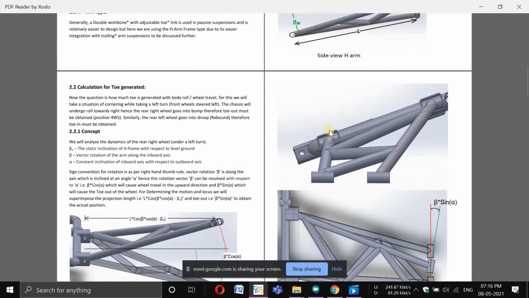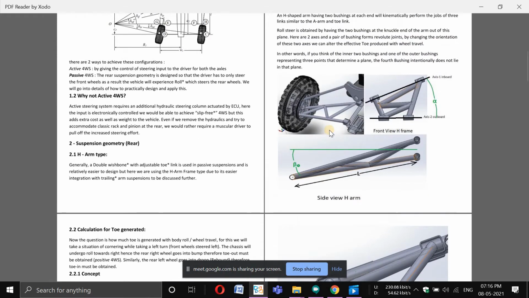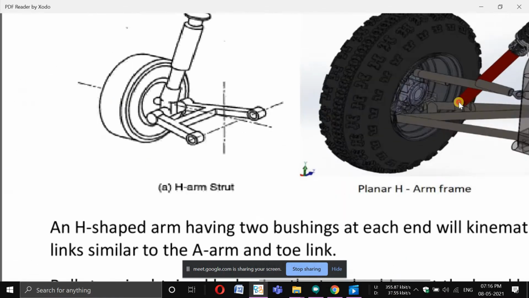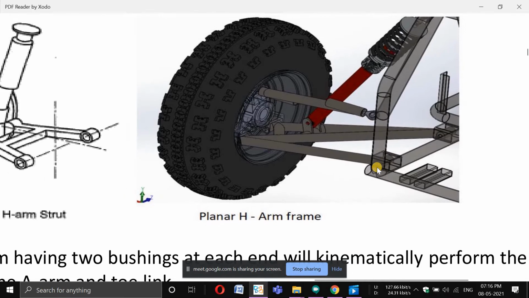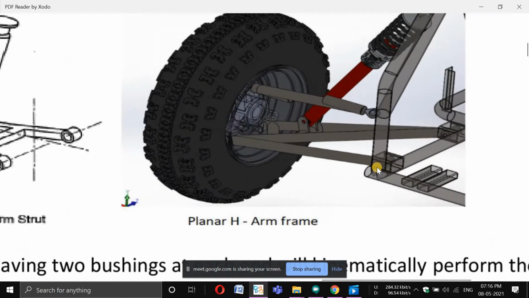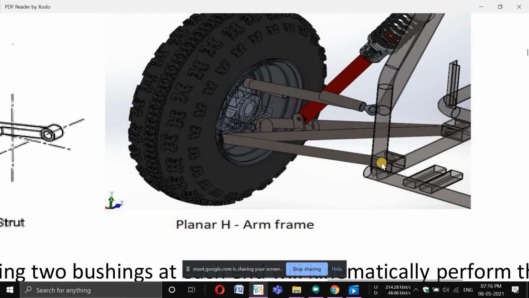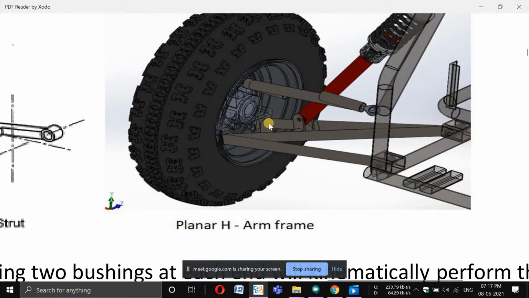Sir, in the e-Baha, we used this planar HM concept. This is one of the screenshots of the e-Baha design. These four turning pairs are in the same plane, and the axis passing through the inner turning pairs, that is this turning pair and this, is the inboard axis, and the axis passing through these two turning pairs is the outboard axis.